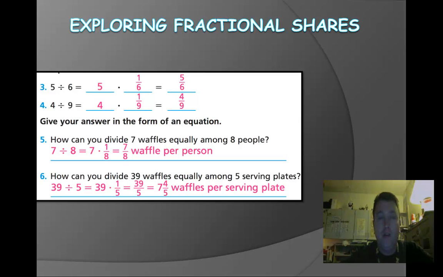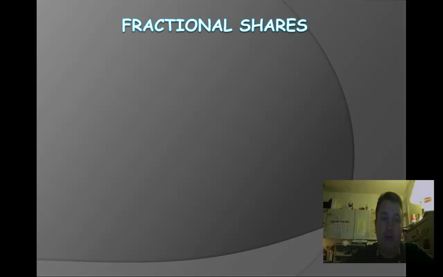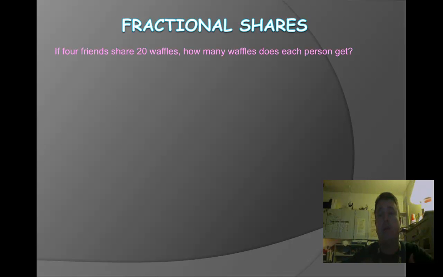All right? So here's another way to think about this. When we talk about fractional shares, we're going to keep rolling forward with this, and just, again, give yourself some time. If 4 friends share 20 waffles, how many waffles does each person get? Well, that seems pretty straightforward, right? 20 divided by 4. Each person would get 5 waffles.